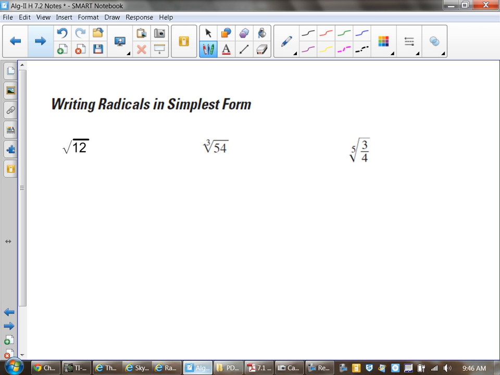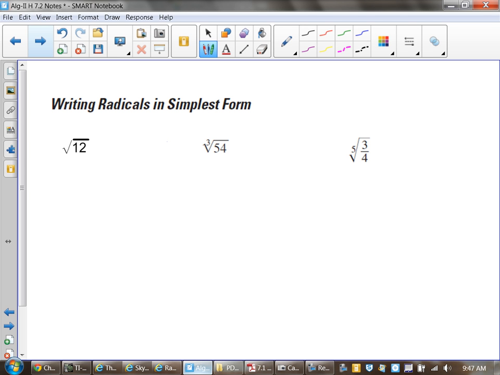Square root simplifying for us shouldn't be that scary of a deal. When we're looking for our perfect squares, we're more accustomed to being able to do that. We're looking to see if something's divisible by 4, 9, 16, 25, and so on and so on. What becomes a little bit trickier is when you start to look for your perfect cube.